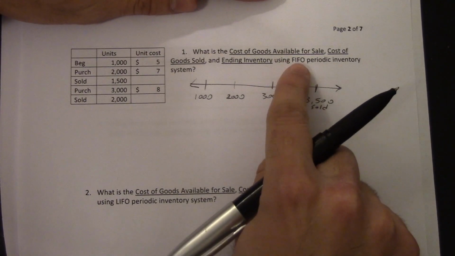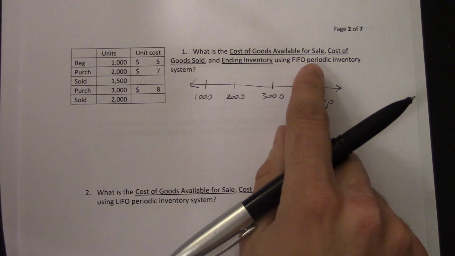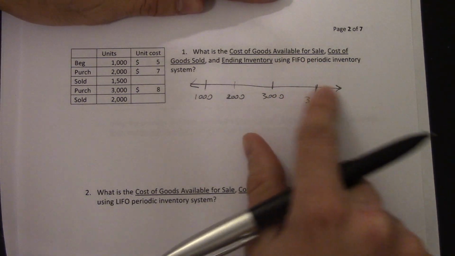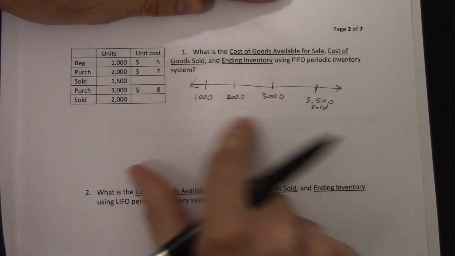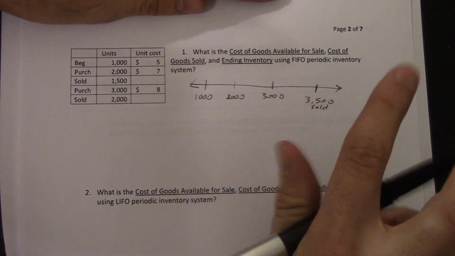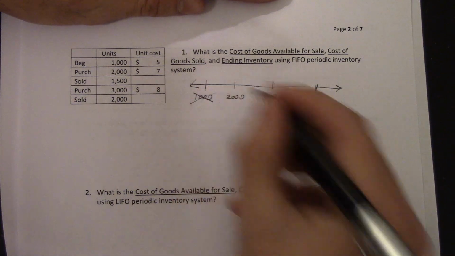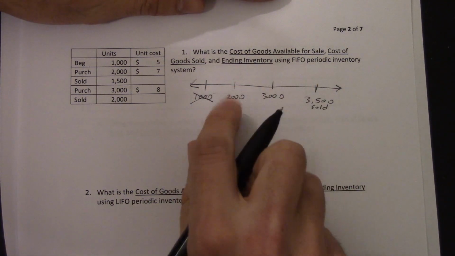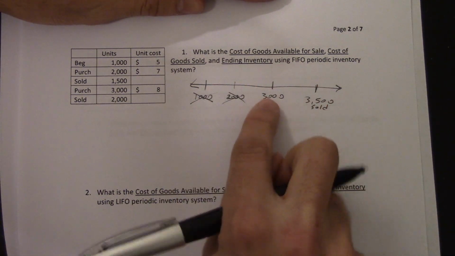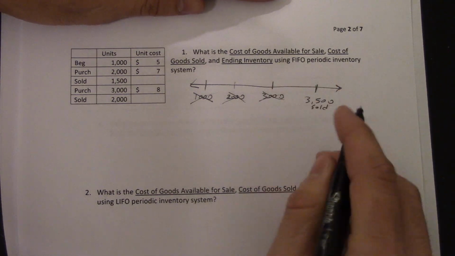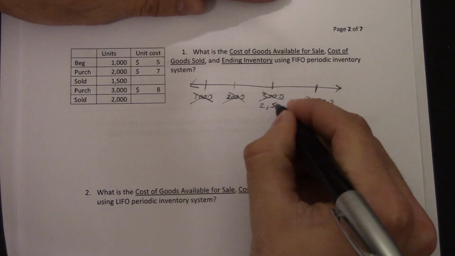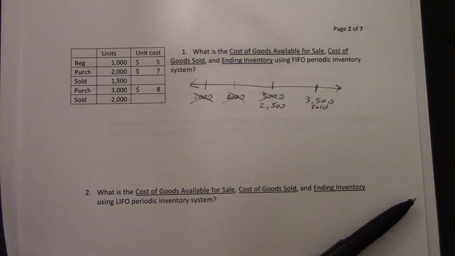If we're using FIFO, FIFO is first in, first out. So of all these units available to us, we sold the first in, which is 1,000. We sold this 2,000, and we sold 500 from these. So we're left with 2,500 units there.